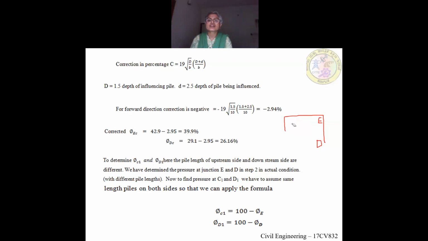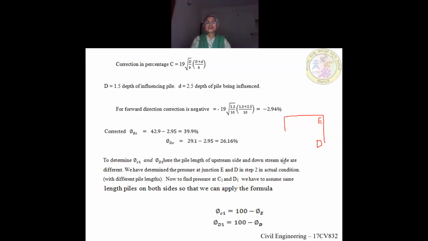I also told why you are deducting it, because the point E where you are making correction is in the forward direction. It is in the forward direction of the flow. So therefore 42.9 is the value we got. So we are making a correction of minus 2.95, that is 39.9. And phi D is 29.1 minus 2.95, which is equal to 26.16%. So you have calculated the pressures at E and D and you have also calculated the corrected factors.